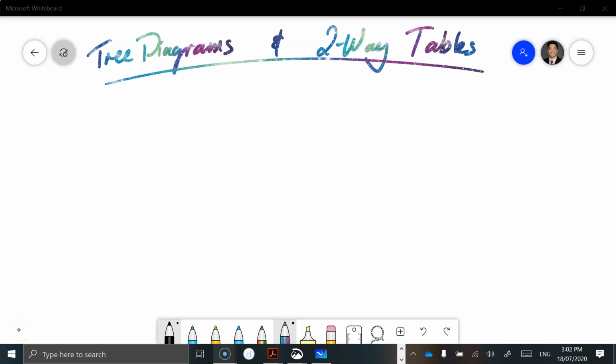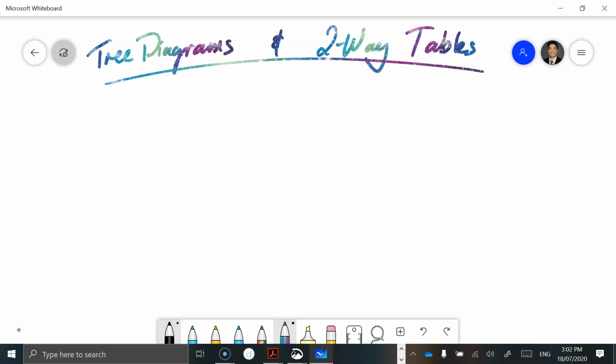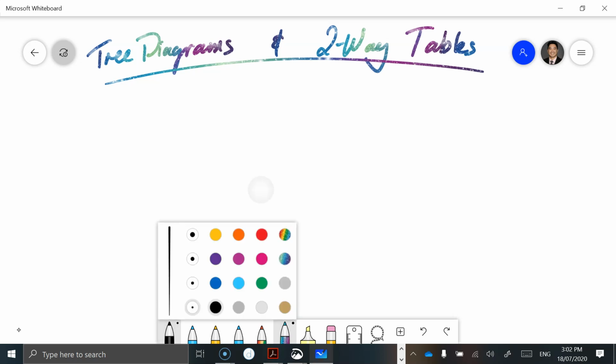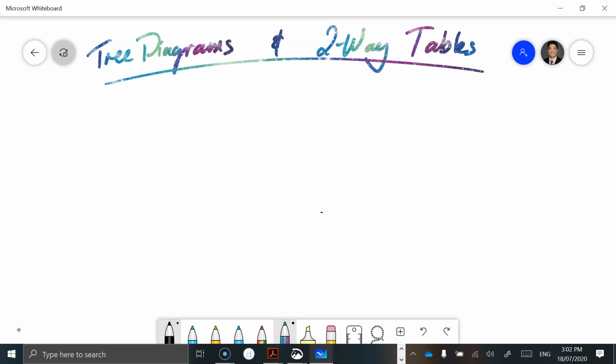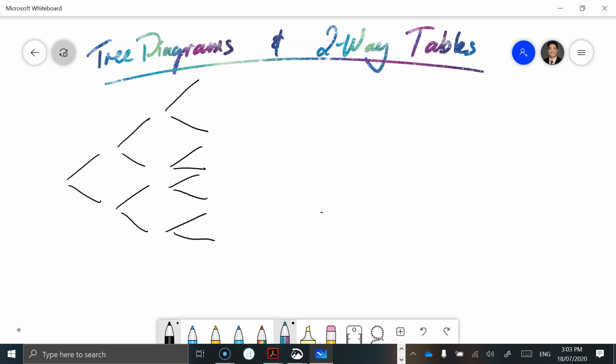Hey guys, in this video we're looking at tree diagrams and two-way tables. Tree diagrams, you would be familiar with something that looks like a branch, and it just kind of expands, whether it's going from left to right or from top to bottom. But similar concept to that.